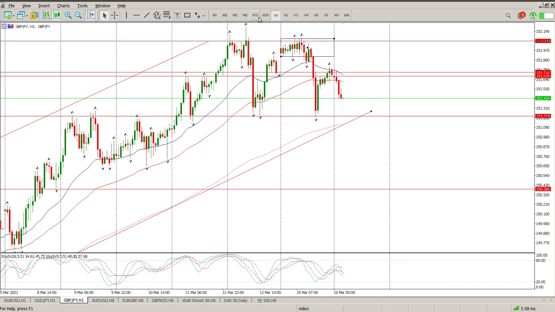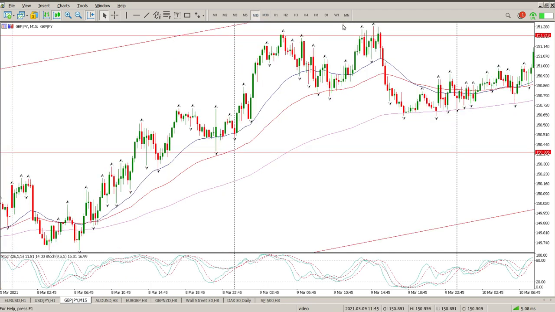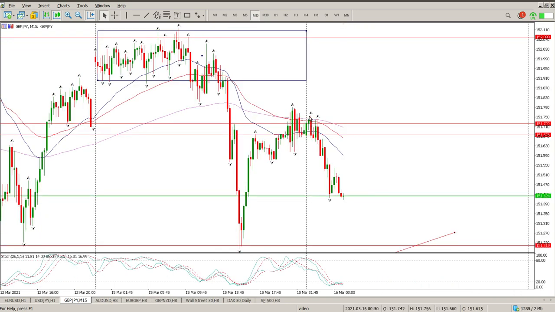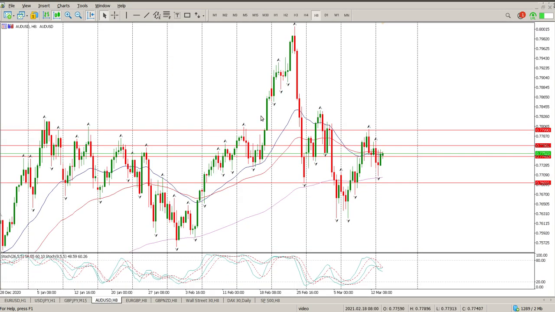I'm looking for shorts, I think, probably off the 15 minutes here. And what we're looking for is something like what has happened at the open here. You can see we had a crossover of all the moving averages and then a rejection of them. So I'd like to see a pullback into this area of 151.722 or alternatively 151.676 and then a continuation to the downside. So that one is short.